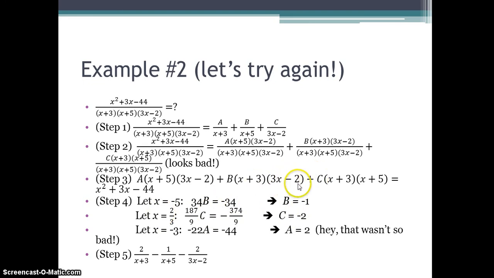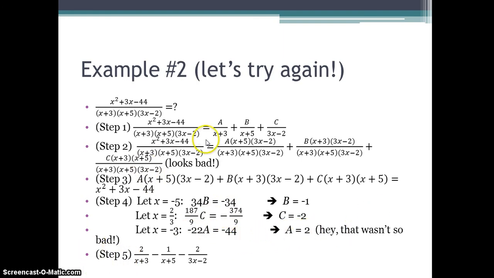Then we're going to let x equal 2/3. That's when 3x minus 2 is equal to 0. When we work all that out, we get c is equal to negative 2. And when x is equal to negative 3, we get everything but the a term. So when we work that out, we get negative 22a is equal to negative 44. So a is equal to 2.